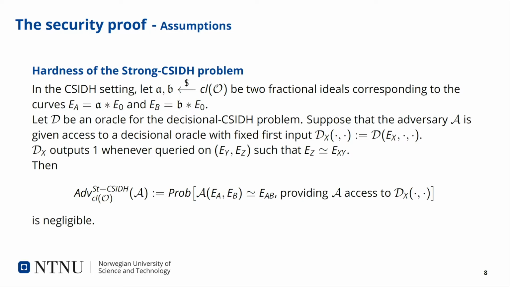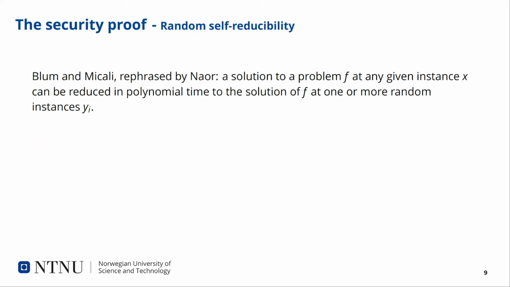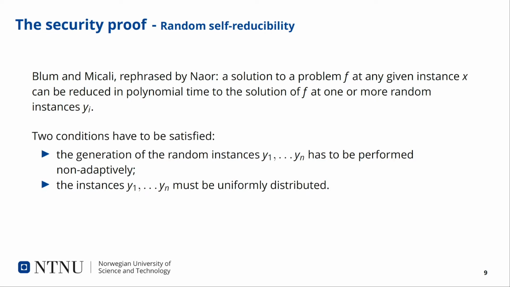Then our assumption is that the advantage of the adversary in solving the computational challenge, provided access to the limited decisional oracle, is negligible. A crucial property of the strong CSIDH problem, which follows directly from the same property of the computational CSIDH problem, is random self-reducibility. According to the very general definition, a problem F is random self-reducible if a solution at any given instance X can be reduced efficiently to the solution of the same problem at one or more random instances. In doing so, two conditions have to be satisfied. The random instances have to be generated non-adaptively, and they have to be uniformly distributed.